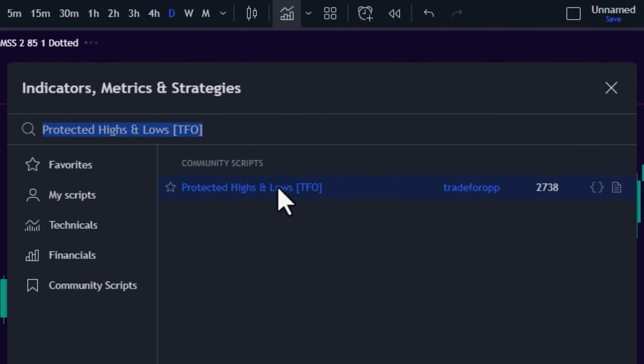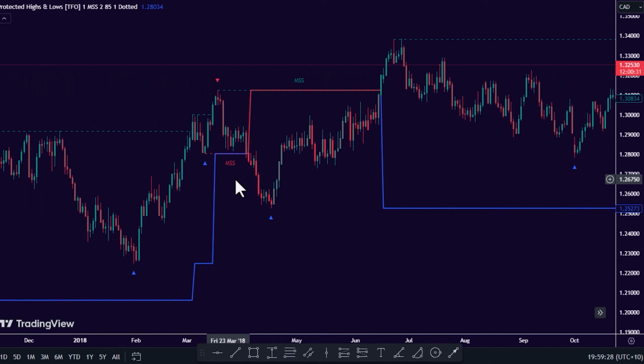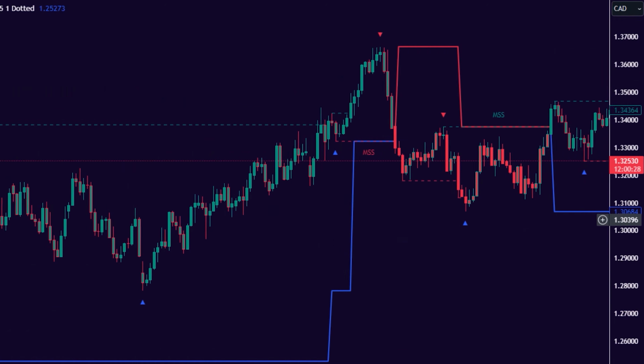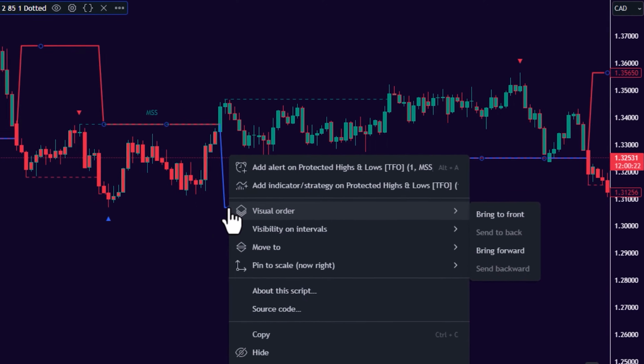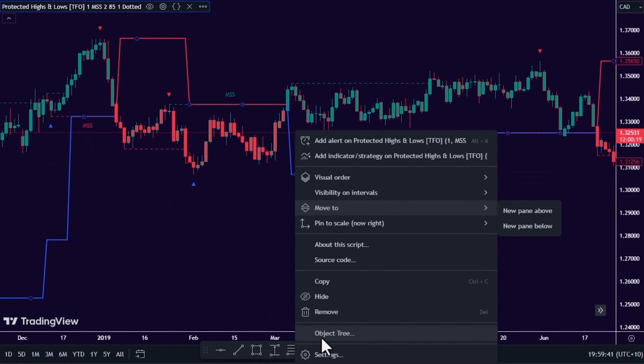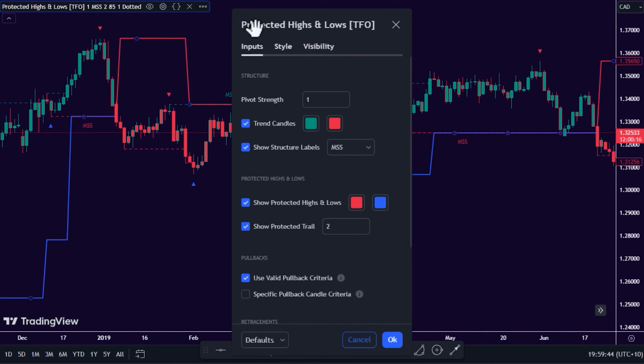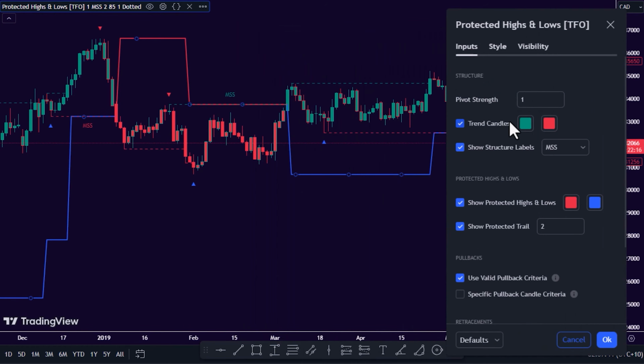Before we dive into trading strategies, let's check out these indicator settings on the TradingView platform. Here's how to do it. Place your mouse on the indicator and right-click. Navigate to select the Settings option. Under the Settings section, the Trend Candles option allows users to easily visualize the current state of the market structure with bullish and bearish colors. Users may also show BOS and MSS labels if desired.